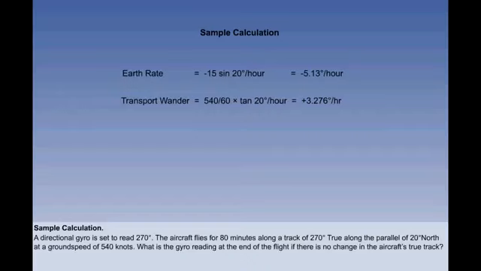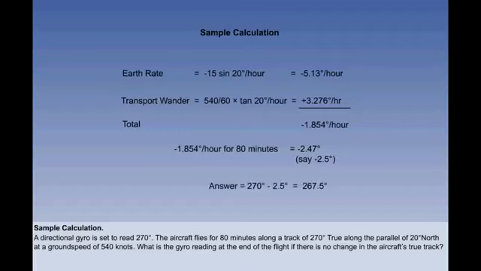Both Earth rate and transport wander are relevant to the final reading on the gyro. So adding Earth rate and transport wander together, we get a total of minus 1.854 degrees per hour. After 80 minutes, the change will be minus 2.5 degrees. So the gyro will read 270 degrees minus 2.5 degrees, which is 267.5 degrees.